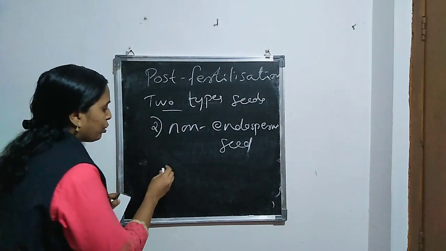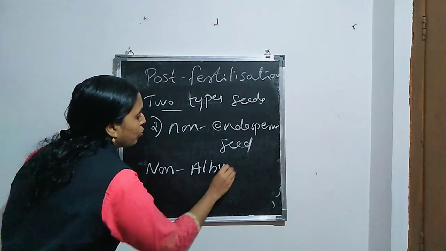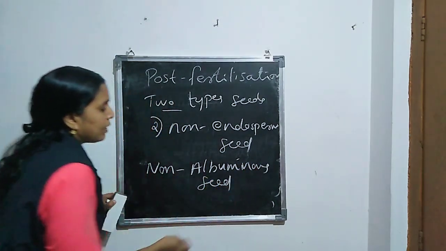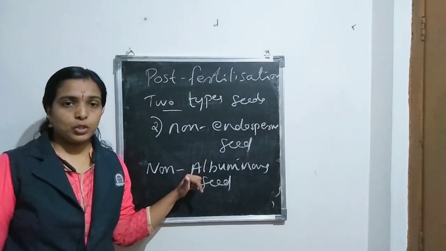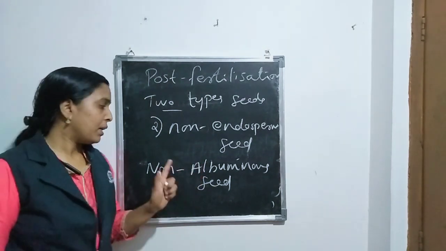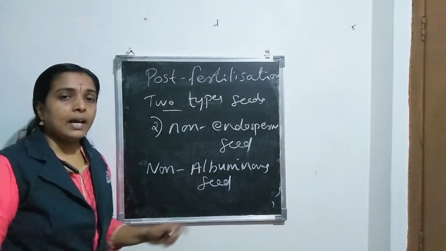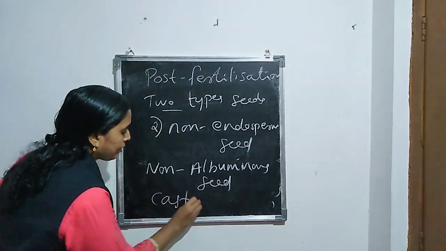Non-endospermic seed is also known as non-albuminous seed. Non-endospermic seed means seed without an endosperm. There is no endosperm. That is also known as non-albuminous seed. Example: all dicots except castor.